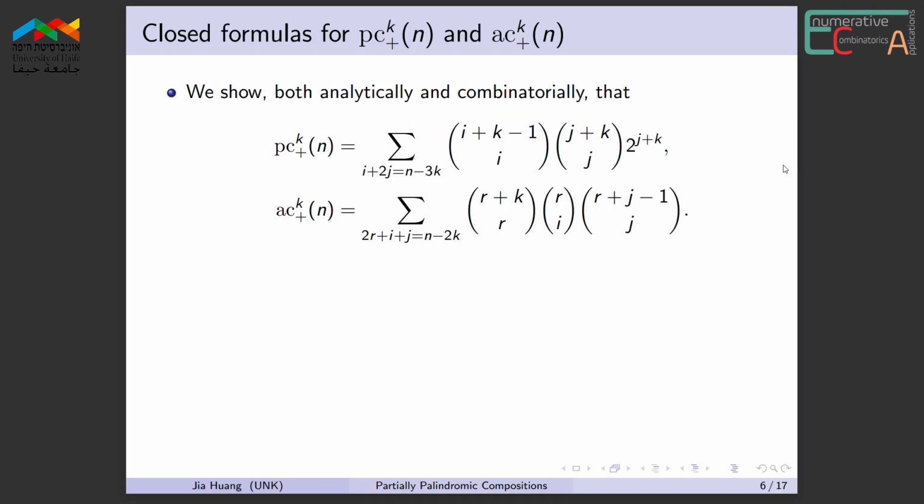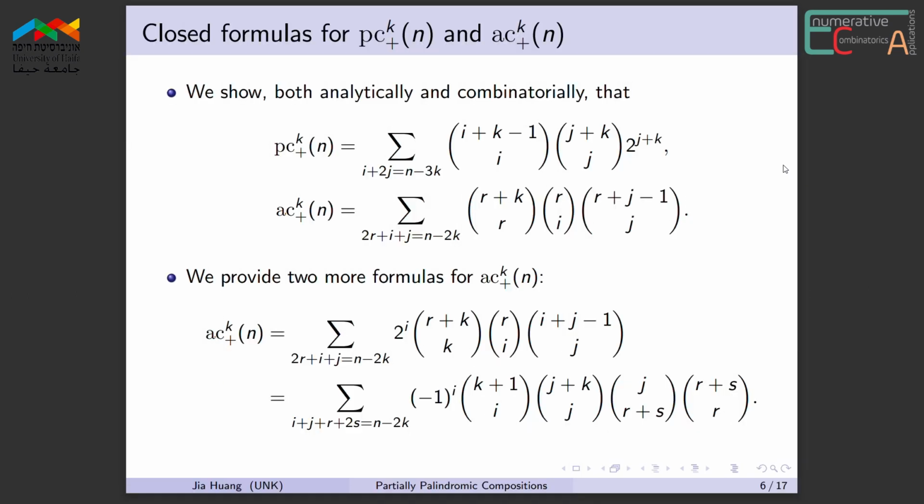So let's present our first main results. We have a formula for pc_k plus of n, and we also have a formula for ac_k plus of n. They're both positive sums of some products that involve binomial coefficients and possibly powers of 2. And we also have two more formulas for ac_k plus of n. One of them is an alternating sum. And we proved these formulas using generating functions, and we also have a combinatorial proof, that is using bijections, for the top two formulas here.